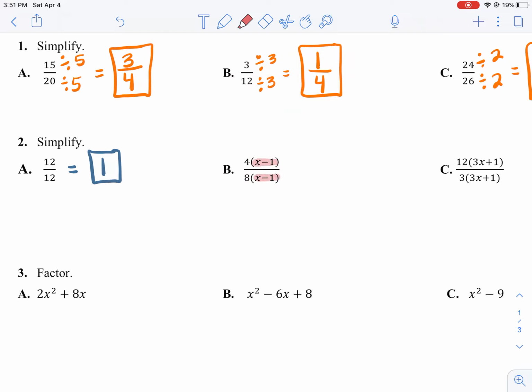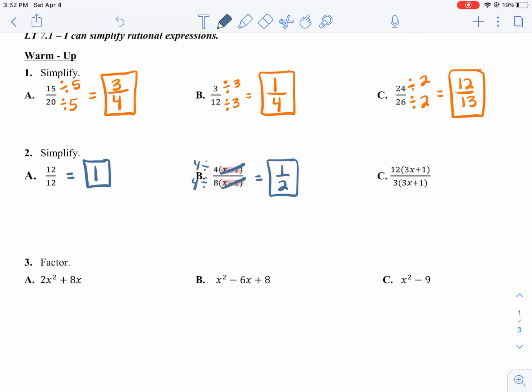They're both being multiplied. On the top, it's being multiplied by 4. On the bottom, it's being multiplied by 8. Okay, so as long as it's a common factor, part of a product, then you can cross them out. And so in this problem, we're left with 4 over 8, which are both divisible by 4. They're divisible by 2, but you want to go bigger. So 4 over 8 equals 1 over 2, or 1/2. So that common factor can be canceled out.